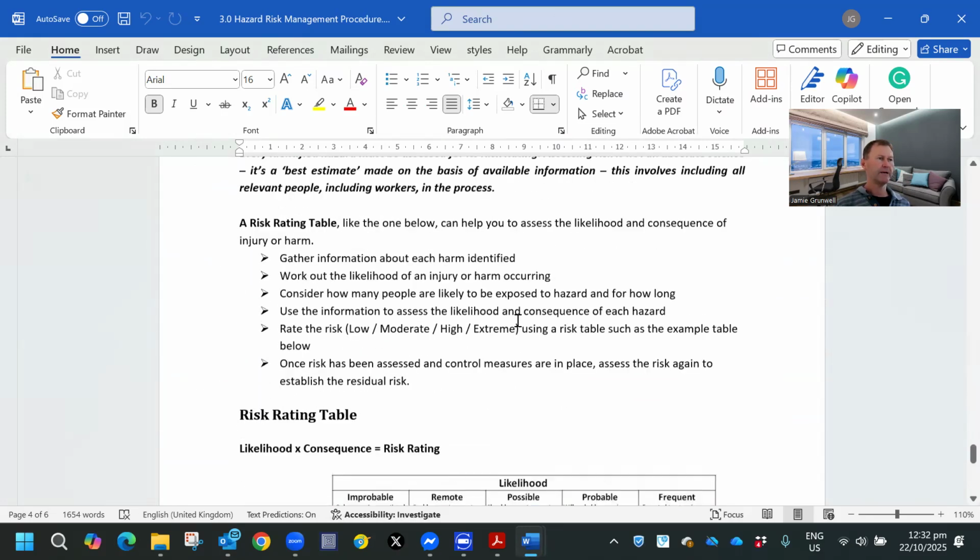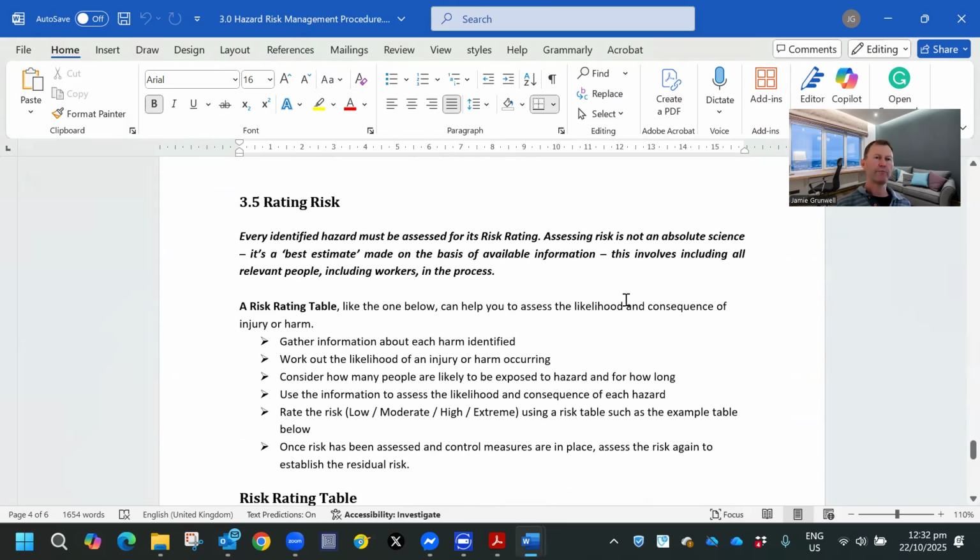you can see here, we've got how we rate risk. And rating health and safety risk is very similar to how they rate your risk for insurance. For example, if you live in Auckland, your insurance is going to be higher because there's more likelihood that your car's going to be stolen than it is if you live in Taupo, for example. Okay, so there's a little bit of information here about the risk rating.